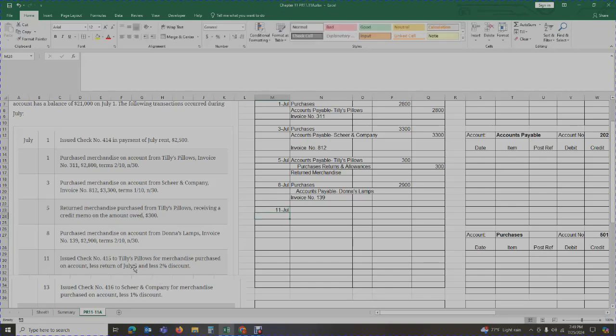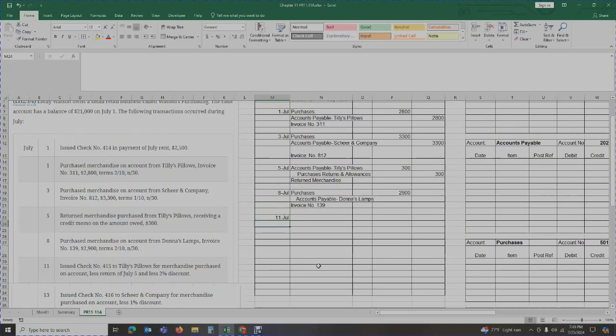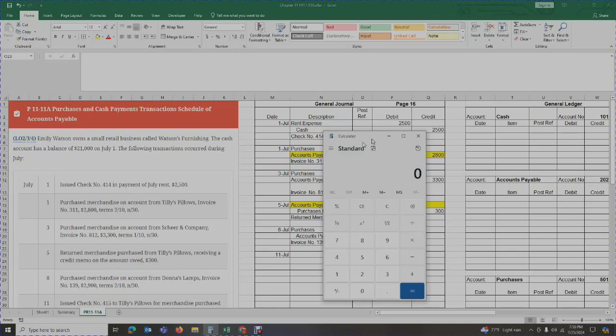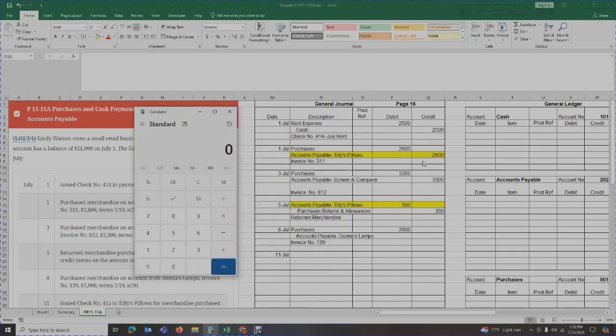So on July the 11th, we are going to pay what we owe to Tilly's Pillows. Okay, so I'm going to highlight here anything for Tilly's Pillows. Okay, we have Tilly's Pillows there, and then we have Tilly's Pillows here. Okay, so how much money do we owe Tilly's Pillows? Well, let's get our calculator out. On the 1st, we made a purchase of $2,800 that we owed. And then on the 5th, we have a return of $300. So that means that we owe $2,500. That's how much I have sitting on my accounts payable.